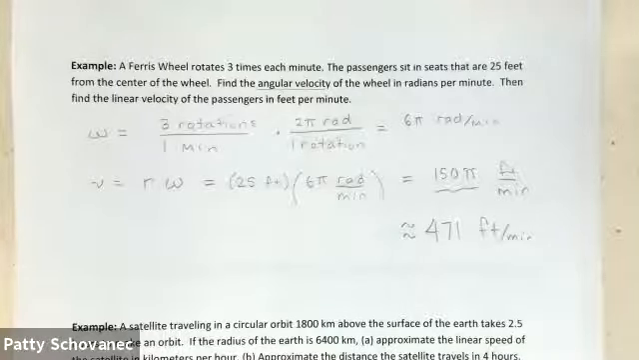So if the radius is 25 feet, how long does it take them to do this ride? The circumference is 2 pi r. R was 25. So 50 pi is the circumference. Pi is about 3-ish, so 150 feet-ish to get all the way around. They're doing 471 feet per minute.